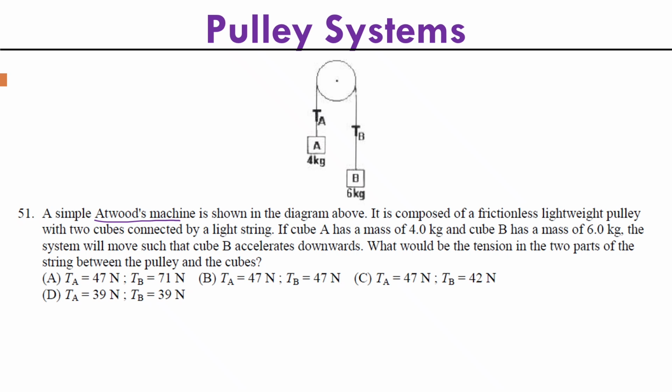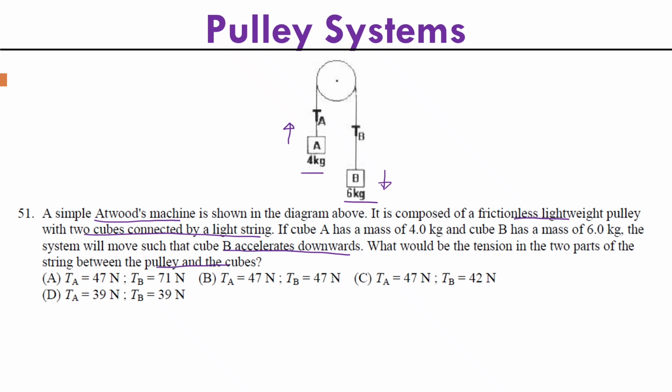It is composed of a frictionless lightweight pulley with two cubes connected by a light string. If cube A has a mass of 4 kg and cube B has a mass of 6 kg, the system would move such that cube B accelerates downwards, which makes sense because B is heavier and A is lighter, right? So they ask what would be the tension in the two parts of the string between the pulley and the cube.